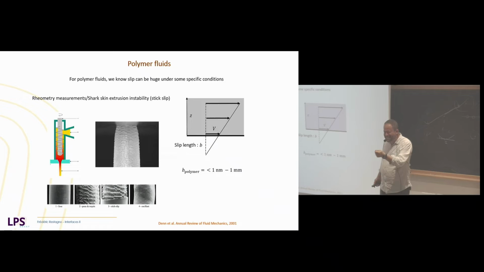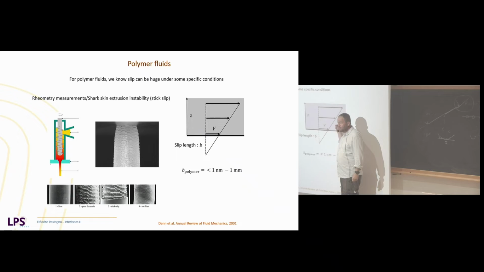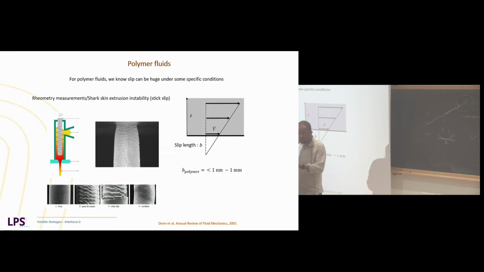But the question is, you all know that polymer fluids can slip a lot. I mean, you know that in a rheometer, if the slip length of a polymer melt or a polymer solution were 25 nanometers, you wouldn't care at all. The reason why you care about slip in a rheometer is because the slip length can be millimetric or at least micrometric.